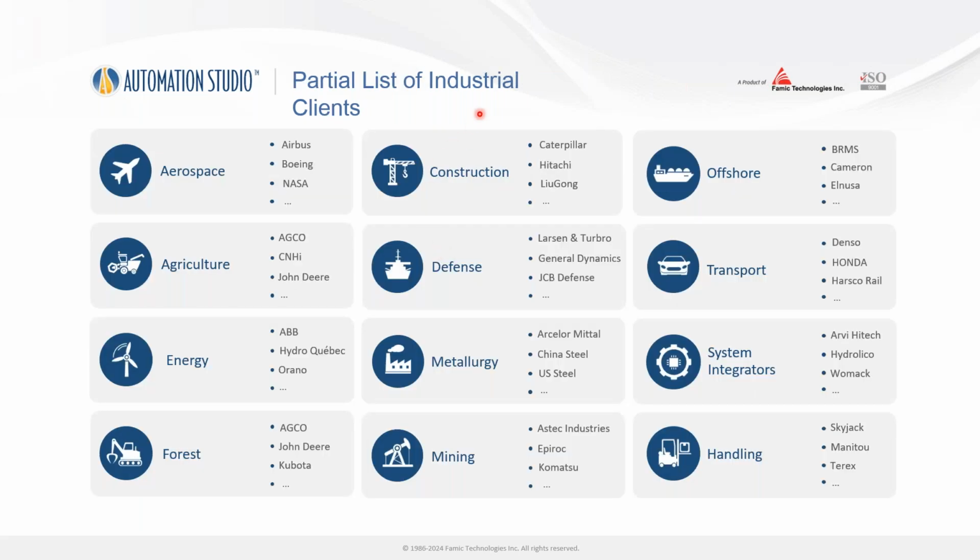This is the partial list of our industrial clients. We have clients like NASA, Boeing, John Deere, Kubota, Caterpillar, Hitachi, L&T, JCB Defense, US Steel, China Steel, Epiroc, Komatsu, Honda, Skyjack, Terex.